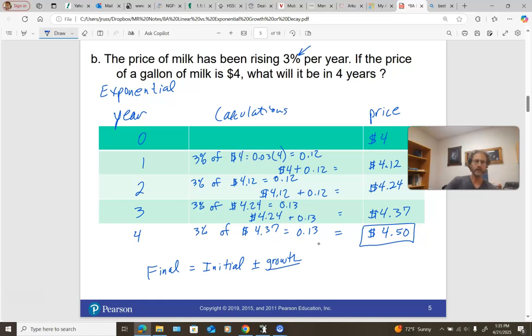You know what? Let me do that a little bit differently. Let me put growth slash decay rate. Okay. So it's going to be a percentage. Oh, wait a minute. No, this isn't quite right.